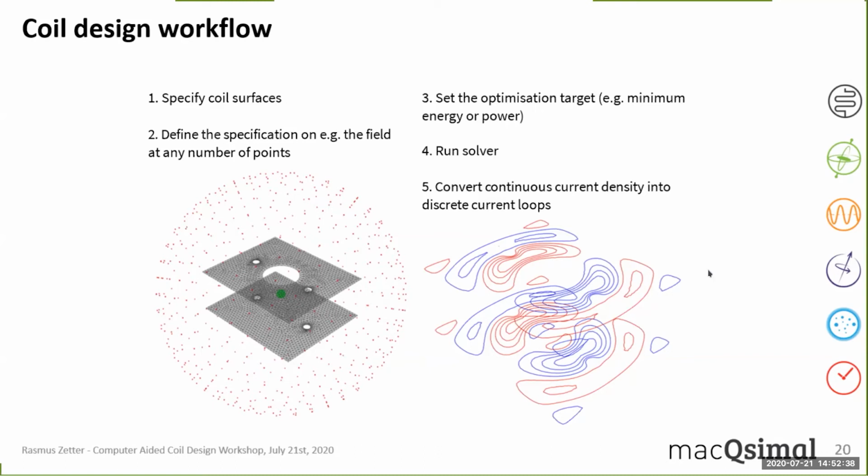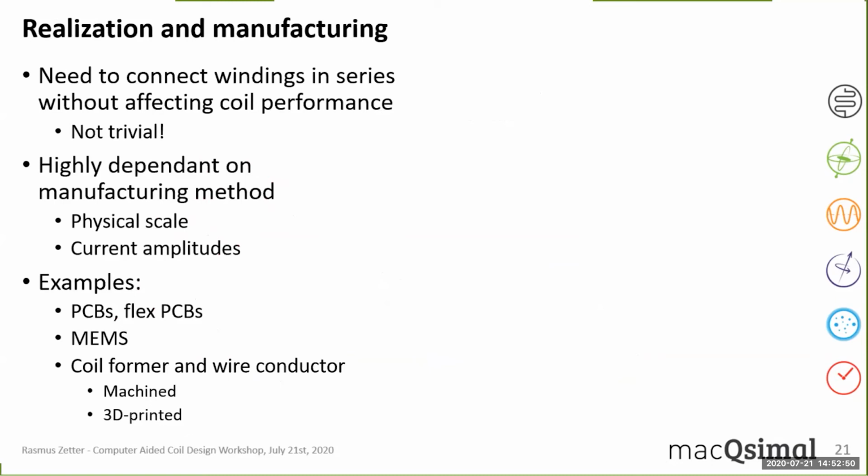And now we have these floating loops that don't have any feed current. And getting from here to an actual coil that you hold in your hand is not trivial at all, as many of you know. You need to connect all these windings in series without affecting the coil performance too much. This is not at all trivial. It will be highly dependent on your manufacturing method, the physical scale, the current amplitudes, and all these kinds of things. And we've seen lots of examples of these today with machining and 3D printing PCBs. And here I just have some examples, and I don't think I need to go through them; all of these have been covered except MEMS, I guess. Well, that's really small scale stuff then.